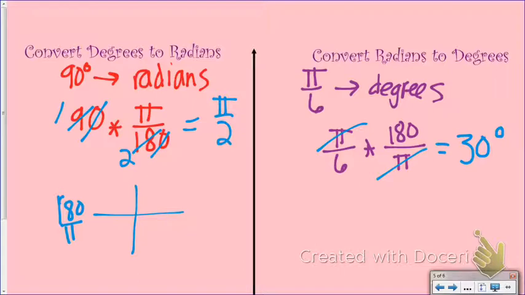So if I'm trying to convert from radians to degrees, I'm trying to cancel out those pi's. If I'm trying to go from degrees to radians, most of the time I'm trying to get that pi at the top, which is why I multiply by pi over 180. So hopefully that helps you guys to remember.